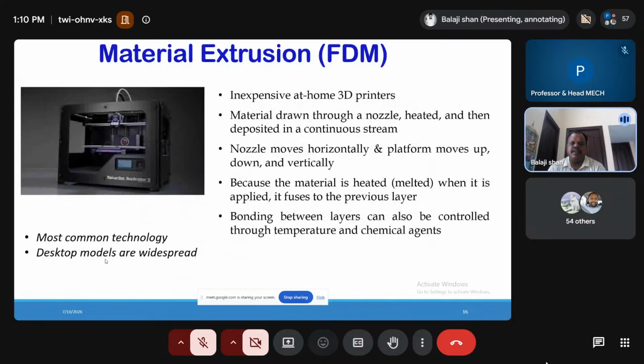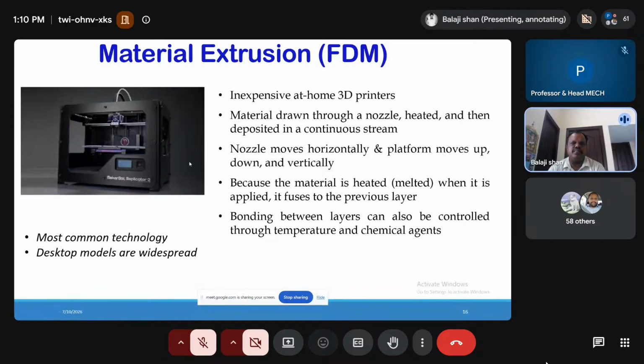The first one is the material extrusion process. This is the most common technology, widely used around the entire world. Nowadays the desktop models are widely used for preparing student projects also. It is inexpensive, like home 3D printers.